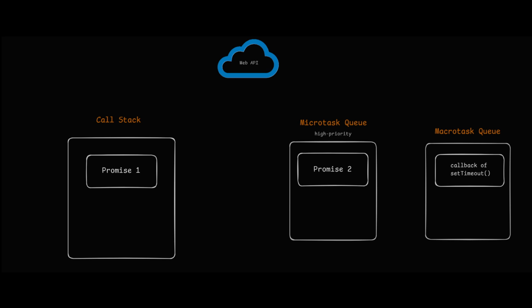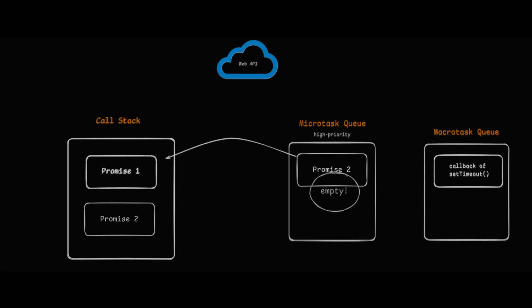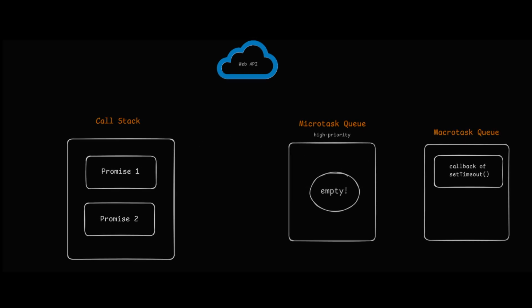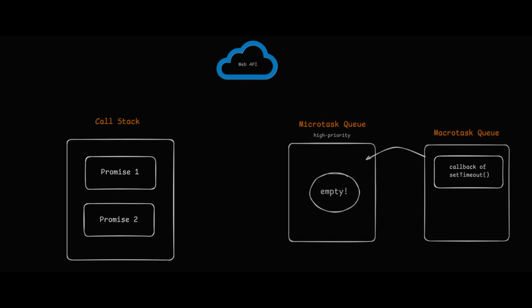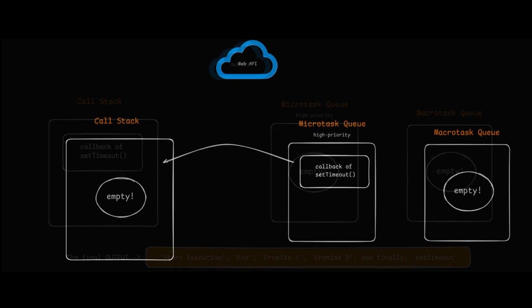But that first .then creates another promise, and its callback, promise2, is immediately added to the Microtask Queue. The event loop must clear this queue completely before moving on. So it runs the promise2 callback. Finally, the Microtask Queue is empty. The event loop now checks the Macrotask Queue, finds the setTimeout callback, and runs it.